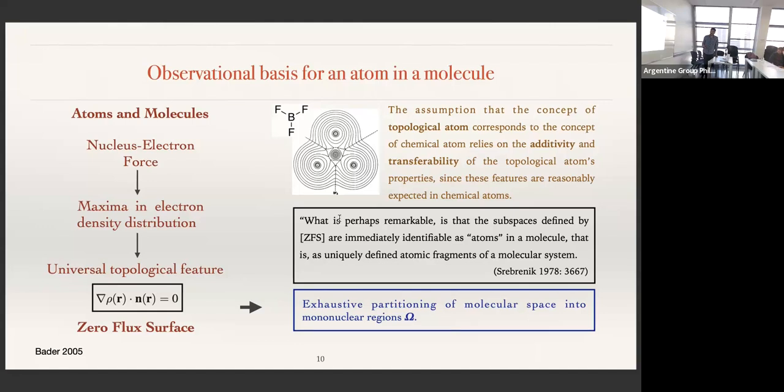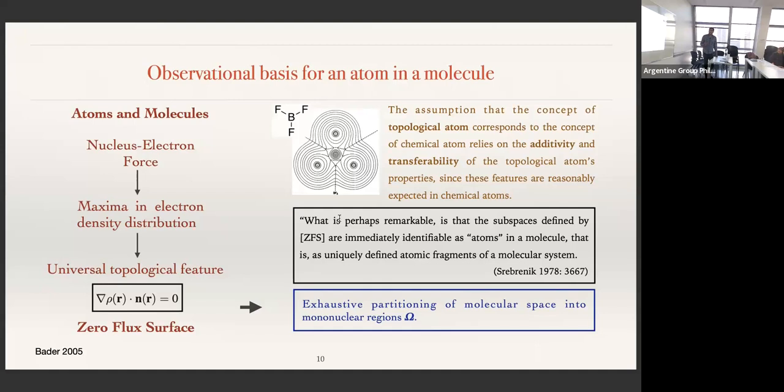The presence of these zero flux surfaces leads to the exhaustive partitioning of the molecular space into mononuclear regions, omega. And according to Bader, these mononuclear regions, omega, are associated with the atoms in the molecule. In the author's words, what is perhaps remarkable is that the subspaces defined by the zero flux surface are immediately identifiable as atoms in a molecule, that is, as uniquely defined atomic fragments of a molecular system.